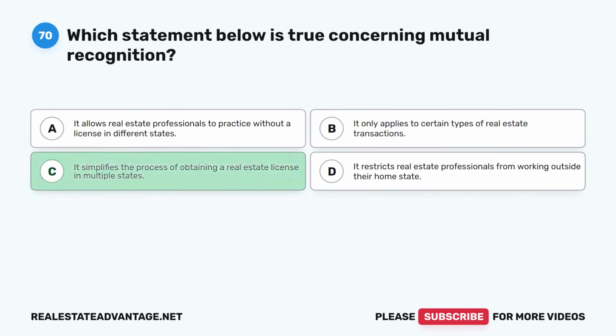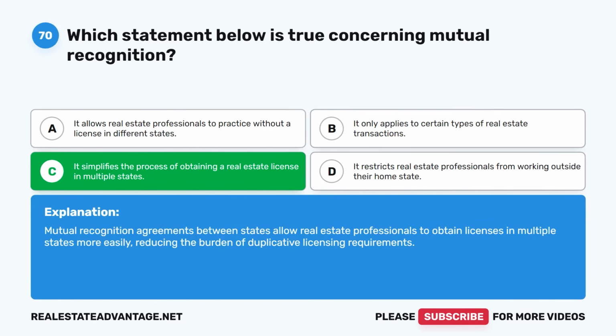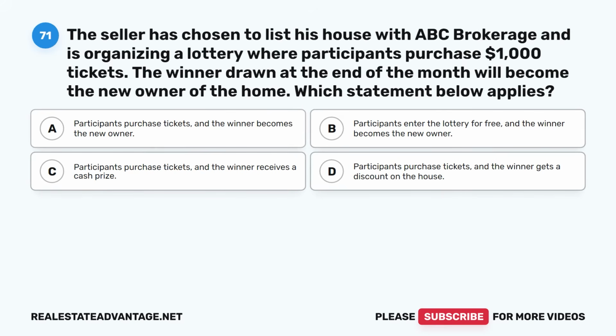The correct answer is C. It simplifies the process of obtaining a real estate license in multiple states. Mutual recognition agreements between states allow real estate professionals to obtain licenses in multiple states more easily, reducing the burden of duplicative licensing requirements.